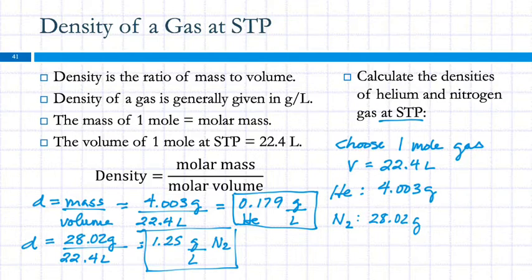The nitrogen gas is more dense than the helium because in the same volume you have the same number of particles, but the particles are significantly heavier, like 7 times heavier. Any questions? We ended up doing this, the molar mass divided by the molar volume. The molar mass, 4.003 grams divided by the molar volume. But I came at it in a different way that involved just thinking about it instead of memorizing an equation.